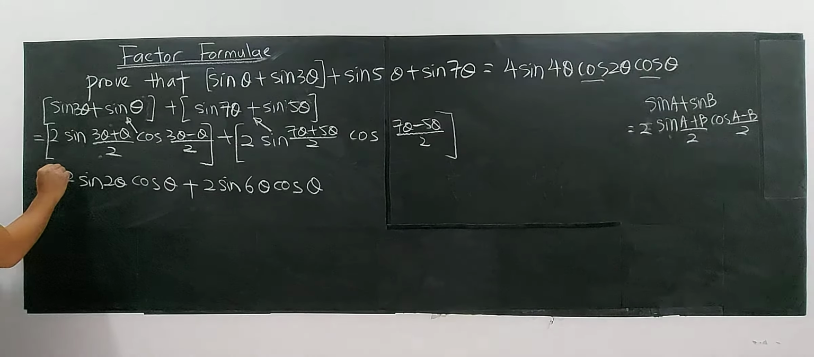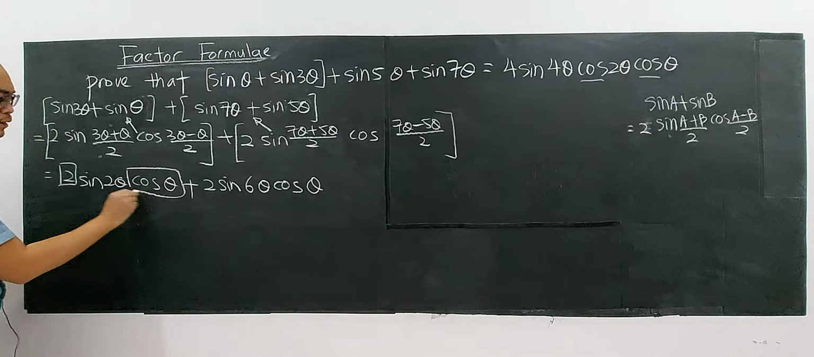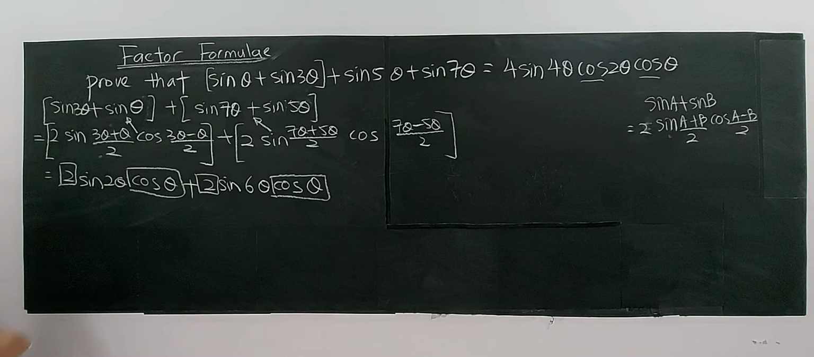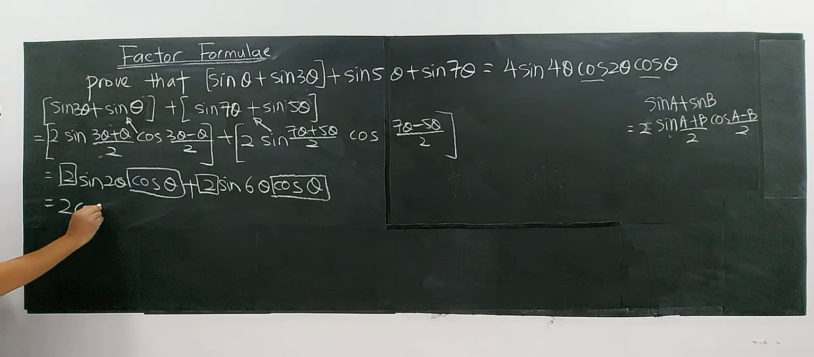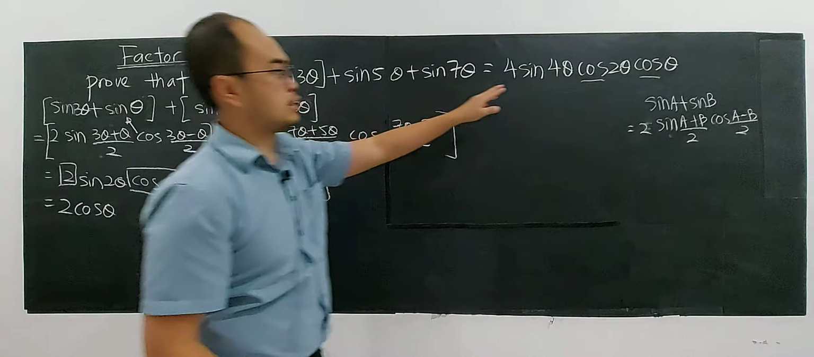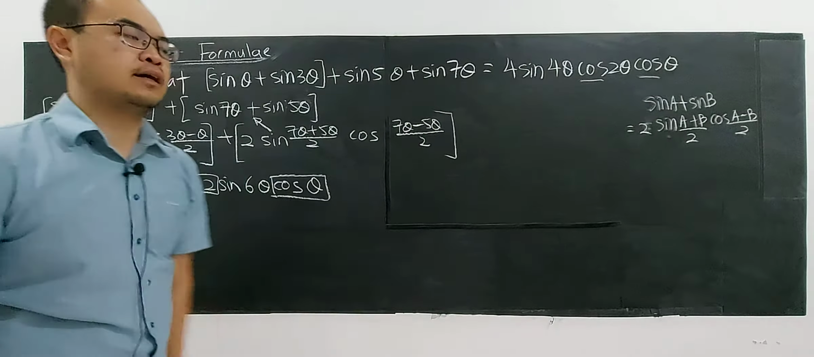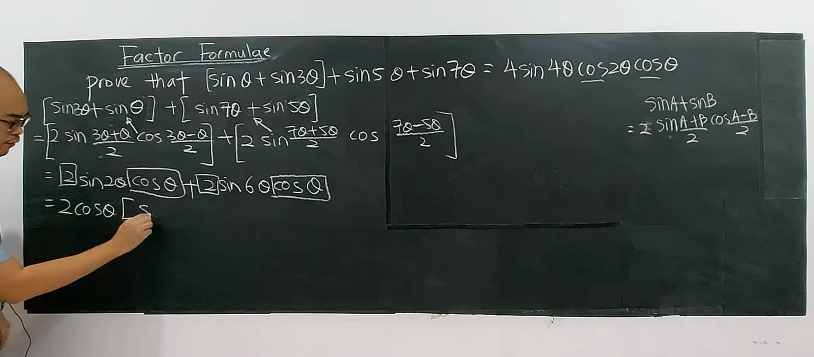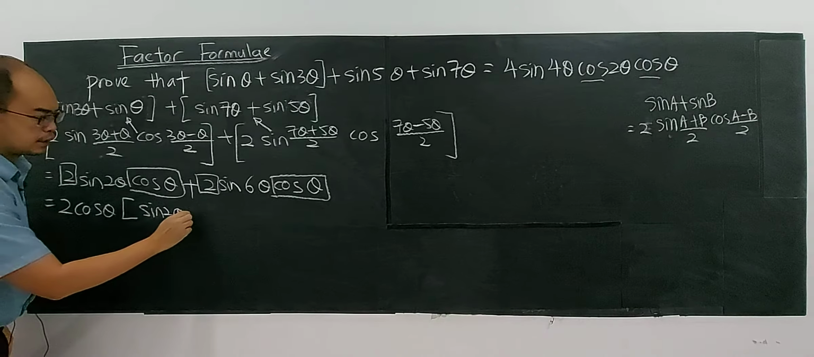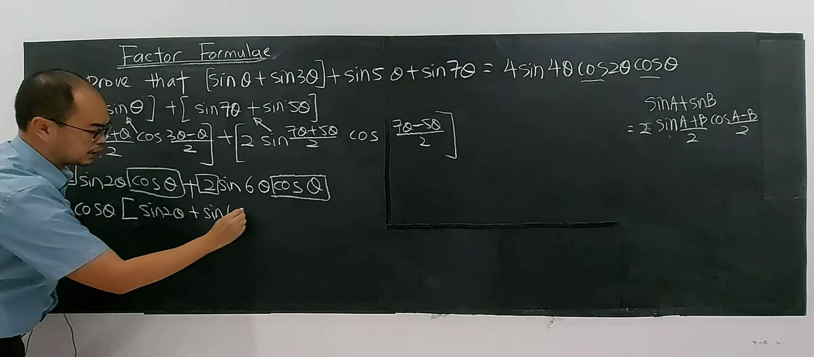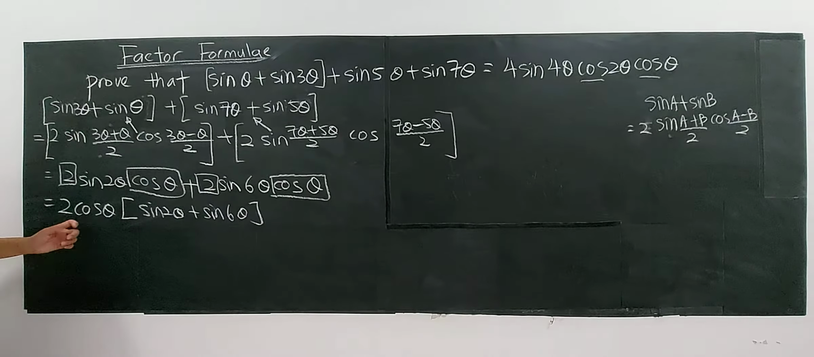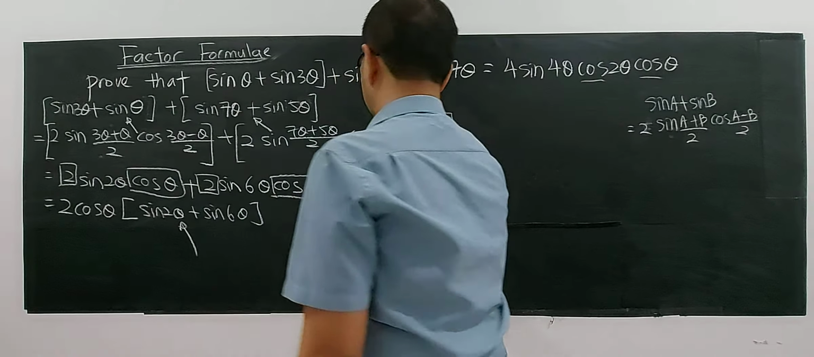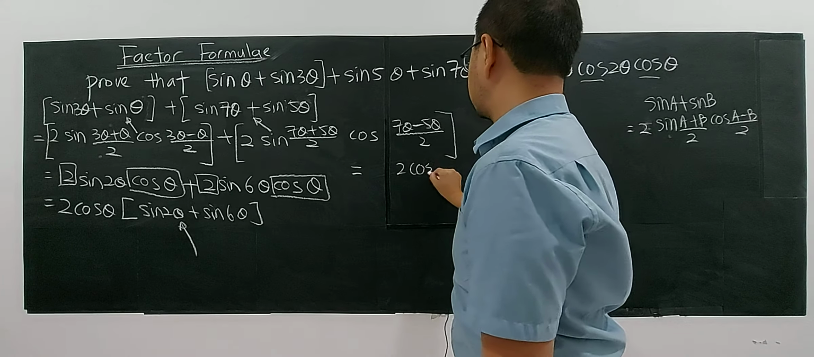Now, easy. You can see that they have a common factor, 2 cos theta. So I take out the 2 cos theta. I see that there is a cos theta here, so I can do it. Then I have 2 cos theta taken out, and then I have sine 2 theta plus sine 6 theta. You can take it out. So now, this is my target. I rewrite here, I have 2 cos theta.